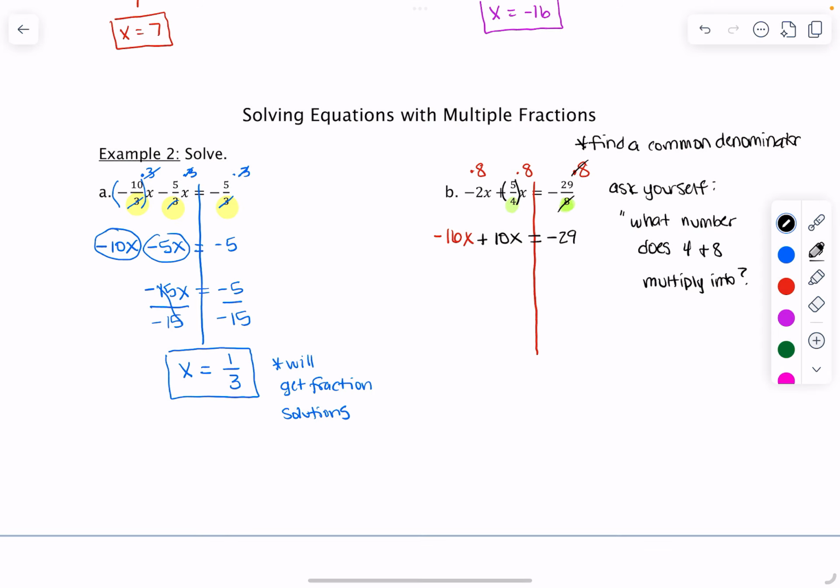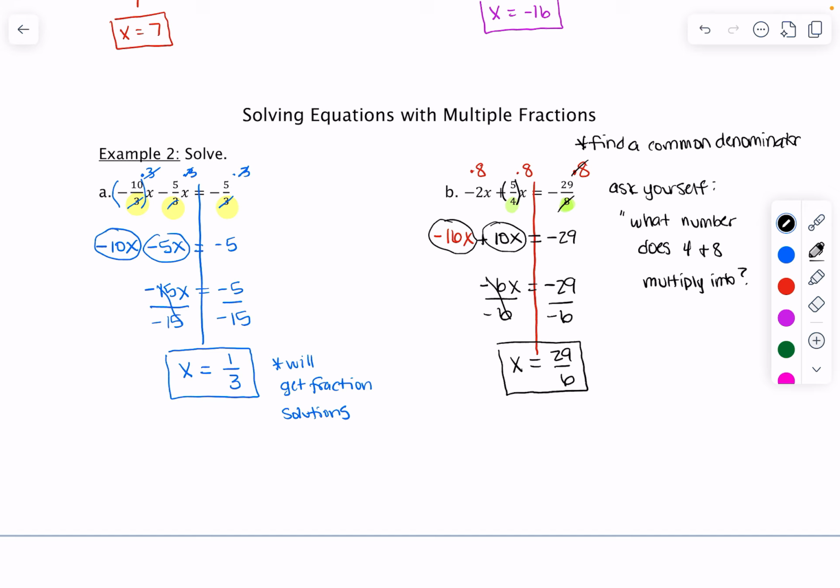You might want to get in the habit of using that calculator work to help you find your fractions. So now that I have this, I can go ahead and simplify and solve. Negative 16x and 10x are like terms, so that's going to give me negative 6x equals negative 29. Divide both sides by negative 6. When I put that in my calculator, I end up getting positive 29 over 6. I'm not going to show you every bit of calculator work on this video, otherwise it would take a very long time, but you would put that in your calculator and simplify the fraction, and you end up getting 29 over 6.